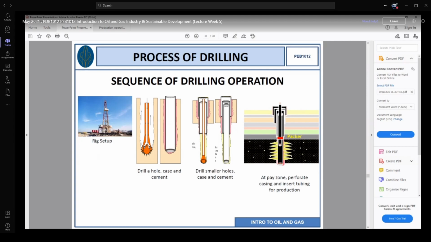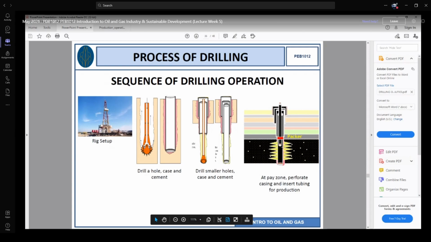Then with a smaller bit we have to go down. You can see it's a V-shaped well we will have. So finally, when we cement all the casings and we reach the target or pay zone, I have to produce from there. To produce, we have to run another pipe, which is called a tubing, right?